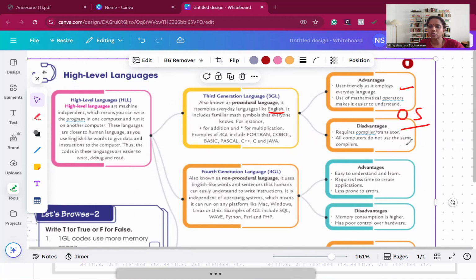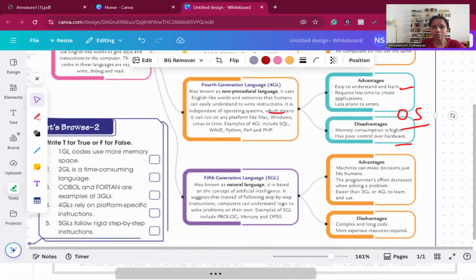All computers do not use the same compiler. The compilers kept changing on different computers. That was a disadvantage. Coming to the fourth generation language, it's a non-procedural language.